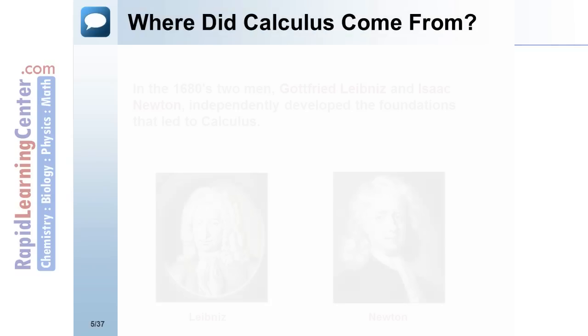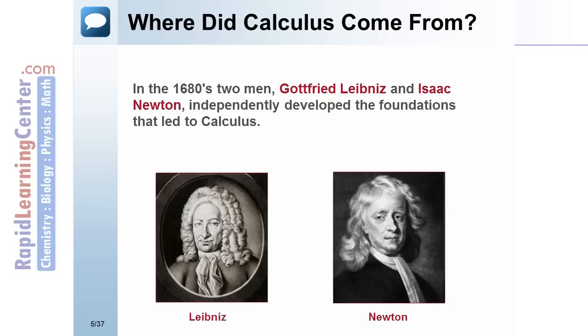So where did calculus come from? In the 1680s, two men, Gottfried Leibniz and Isaac Newton, independently developed the foundations that led to calculus.